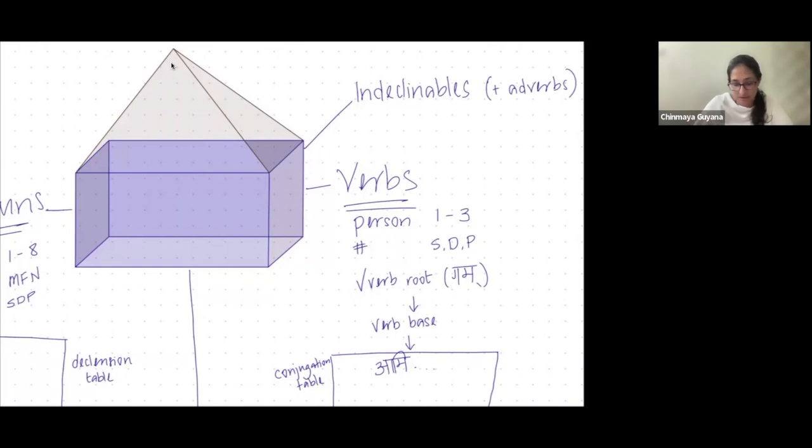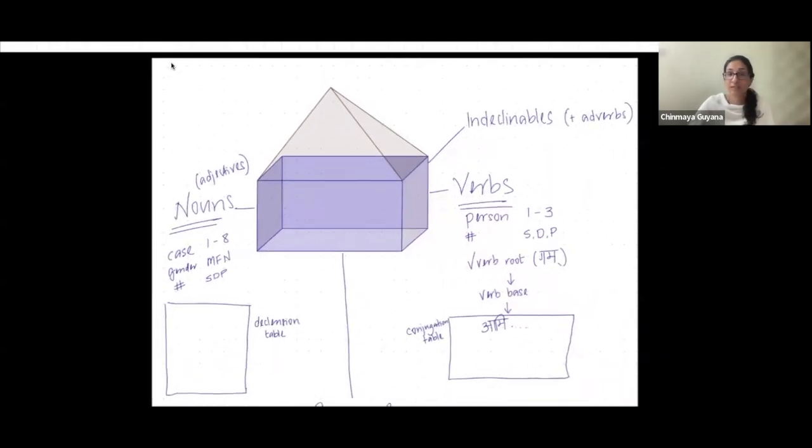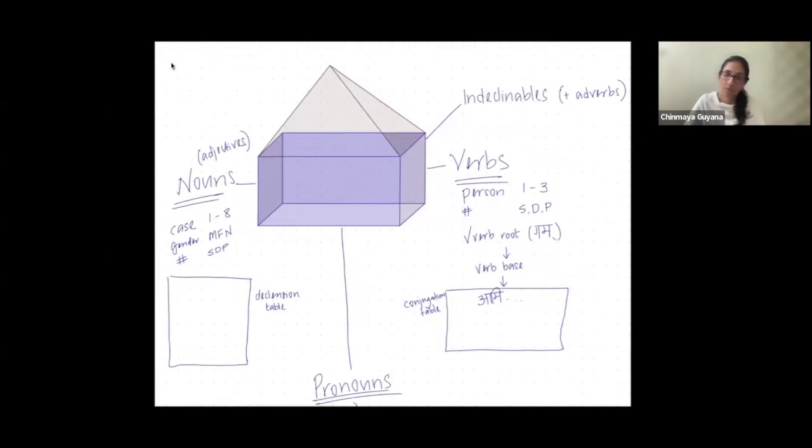Adverbs will be within indeclinables. The other thing within nouns is adjectives. So we will get to adjectives very soon, and you'll see that they function exactly like nouns. Okay, so these are the different parts of a more complex, a 3D Sanskrit sentence that, really speaking, you can make endless varieties of sentences once you have these.